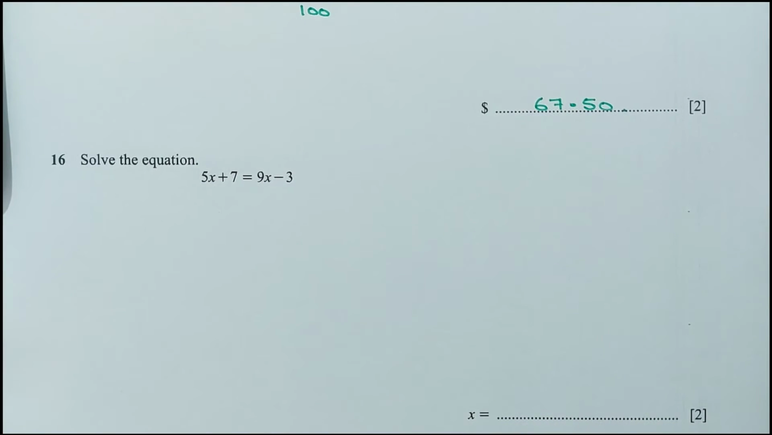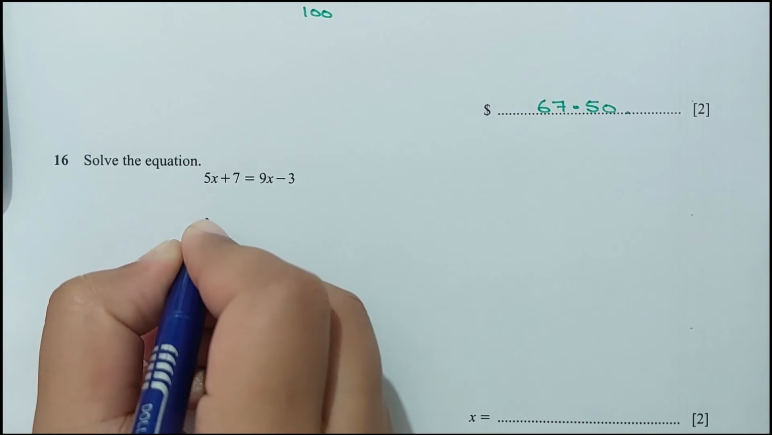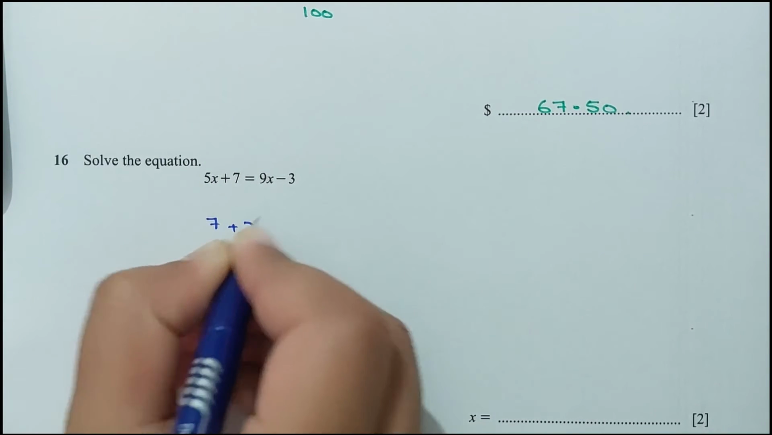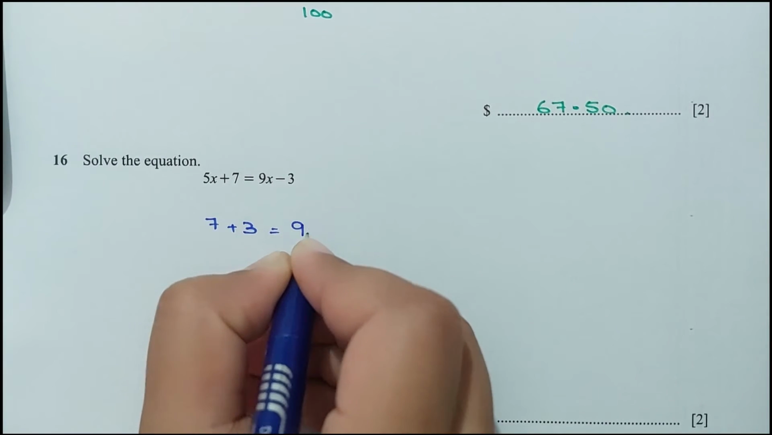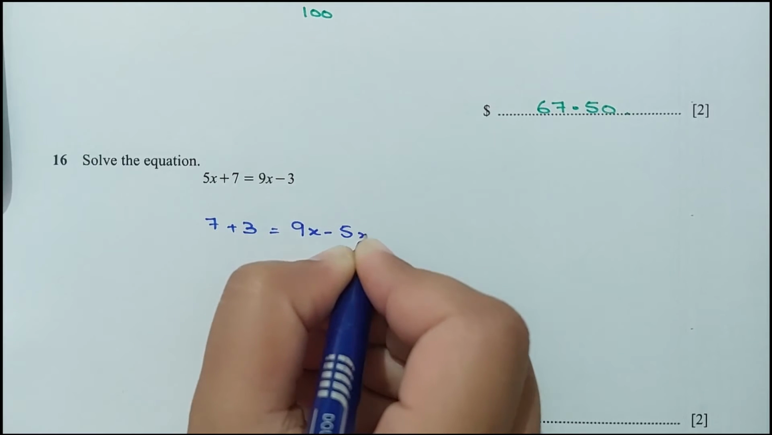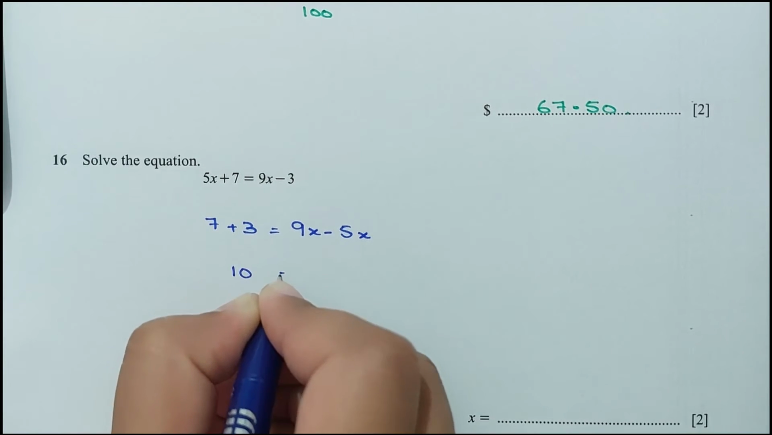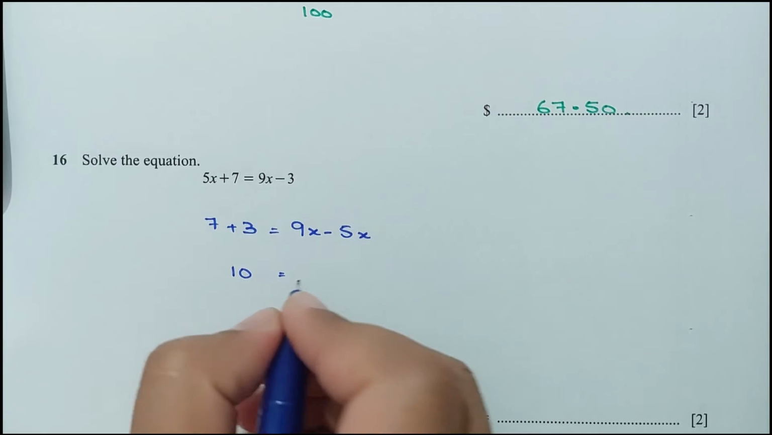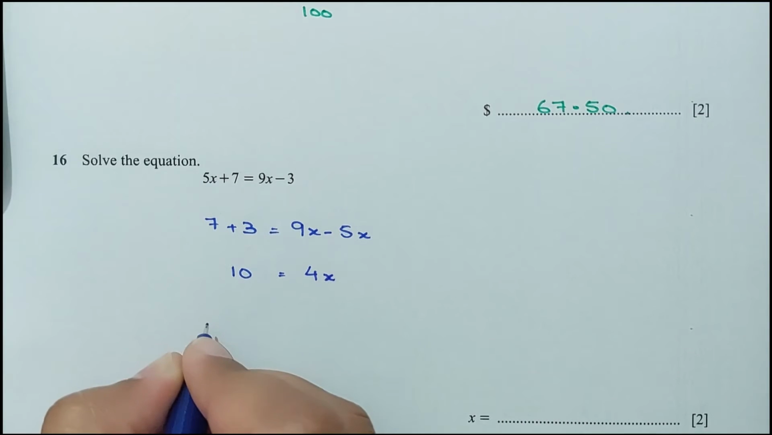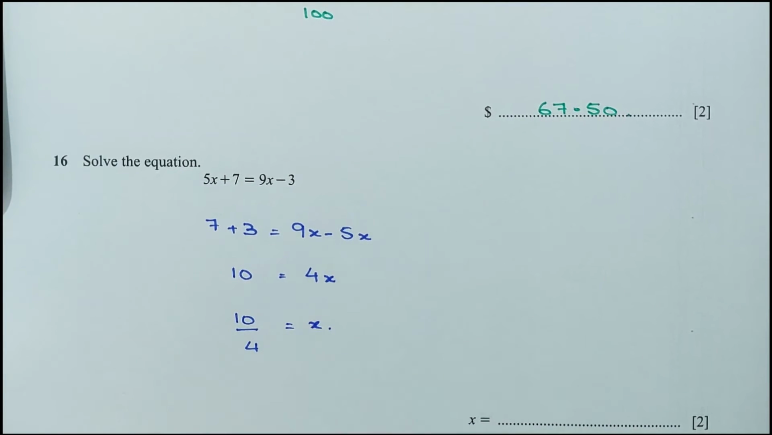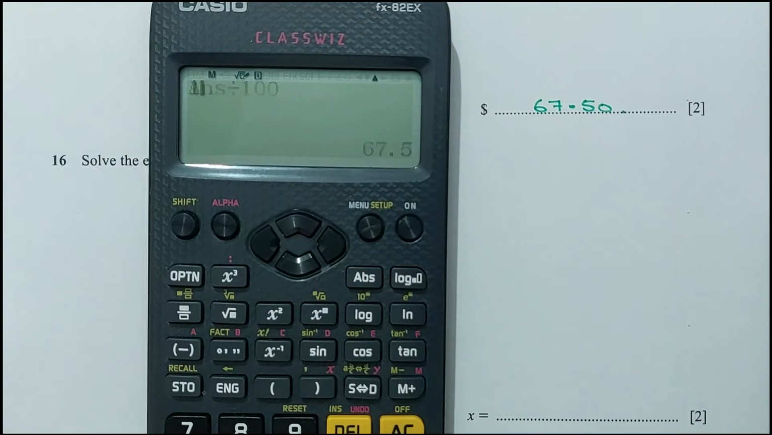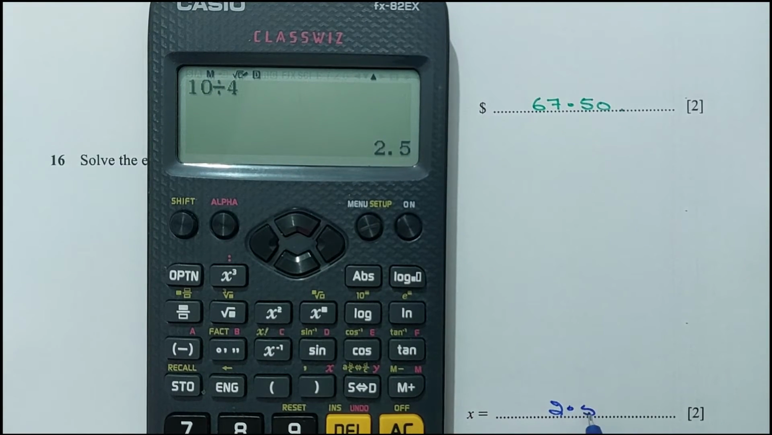Now question number 16, solve the equation. We have to solve for x. So we have 7 plus 3, shifting the constant terms to the left and x terms to the right, 9x minus 5x. So that is 10, and from 9 take away 5 is 4x. So we have 10 out of 4 equals x. So in the simplest form, 10 by 4 is 2.5. 2.5 is the value for x.